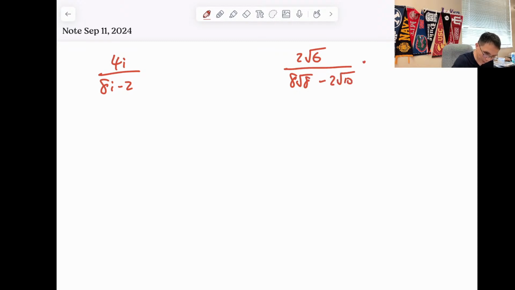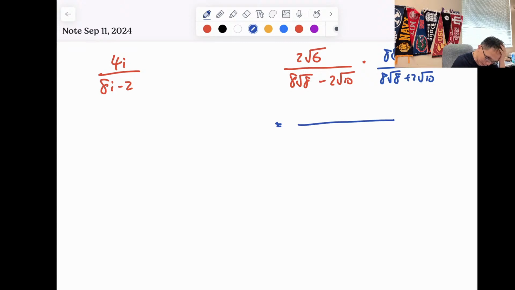Okay, so I'm going to multiply by the conjugate. The conjugate is going to be 8 root 8 plus 2 root 10, and this one's going to be 8 root 8 plus 2 root 10. On the bottom, I'm going to get a difference of squares, which is a minus b times a plus b, so the result is a squared minus b squared. Let me rewrite that: 8 root 8 squared minus 2 root 10 squared, and this is going to be 16 root of 48.